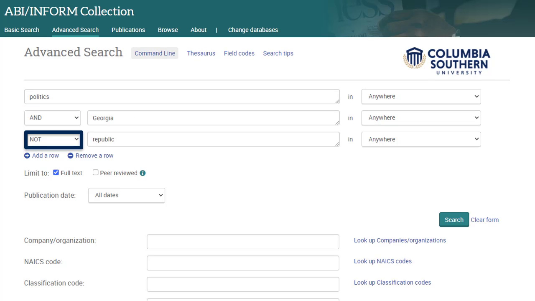NOT limits your search by finding one search term while omitting another. So using this search, you will retrieve information about politics and the state of Georgia, while omitting information about the Republic of Georgia, which would also appear in the results list when using these keywords.